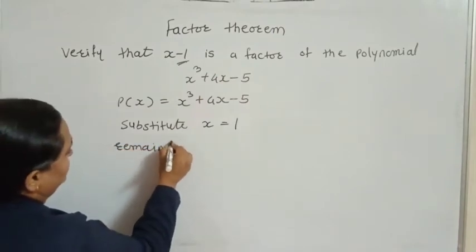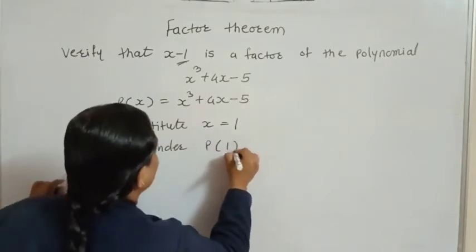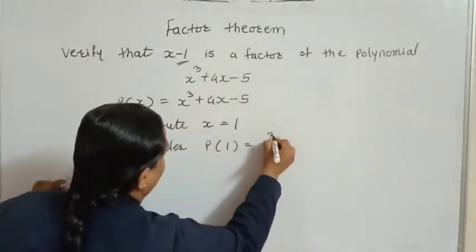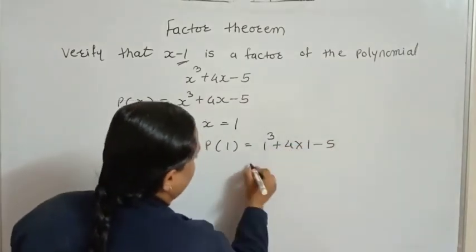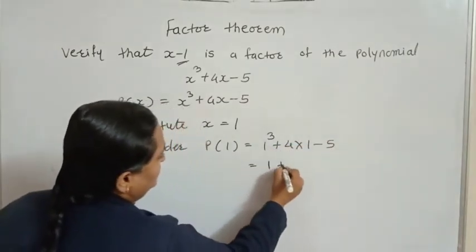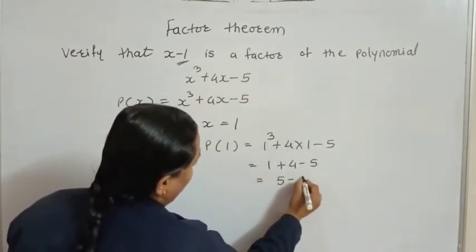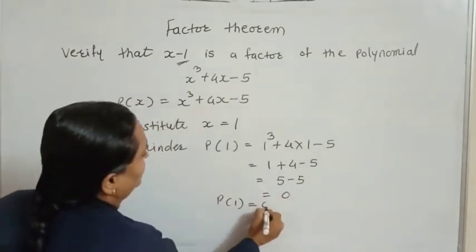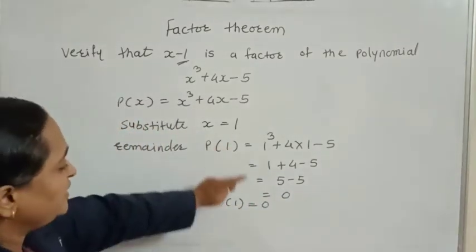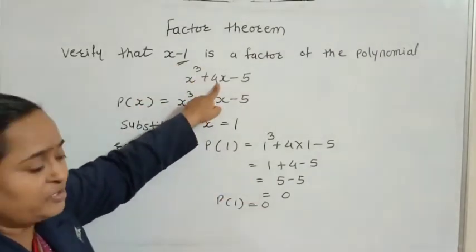Then, by using the remainder theorem, the remainder will be p of 1, which is equal to 1 cube plus 4 into 1 minus 5. 1 cube is 1, 4 into 1 is 4, 1 plus 4 minus 5 is 0. Means your remainder is 0 now. P of 1 is equal to 0. And if the remainder is 0, x minus 1 is a factor of this polynomial.